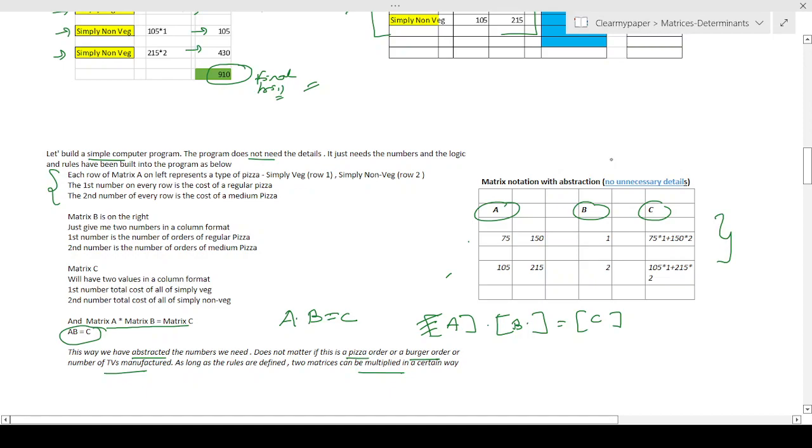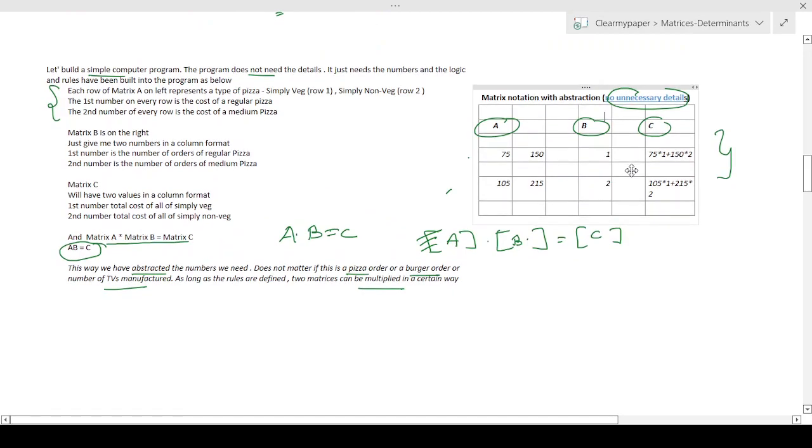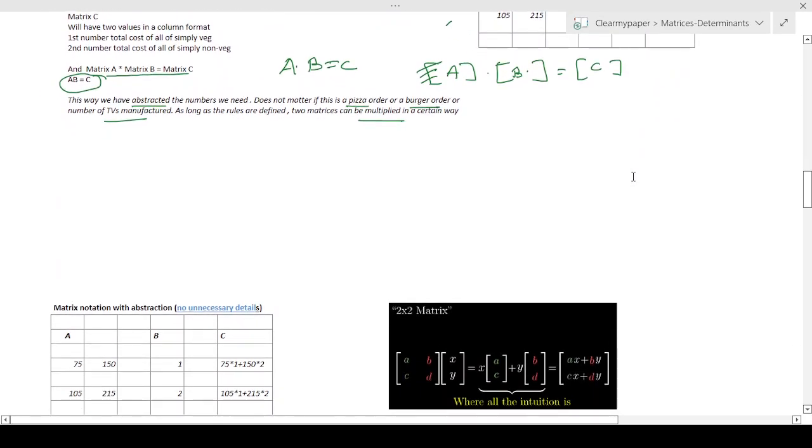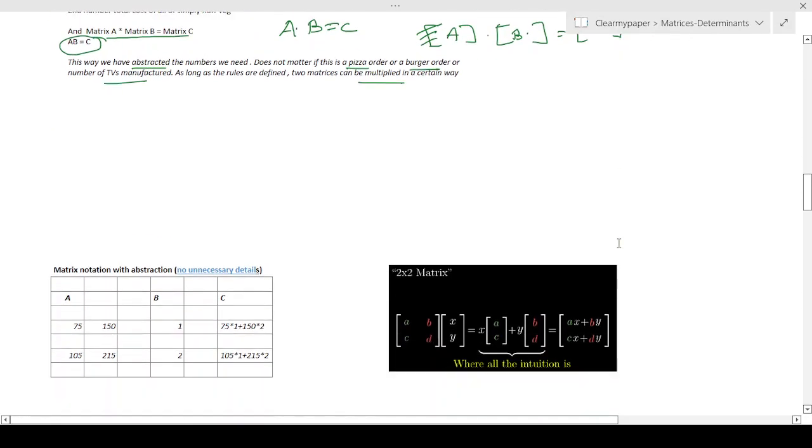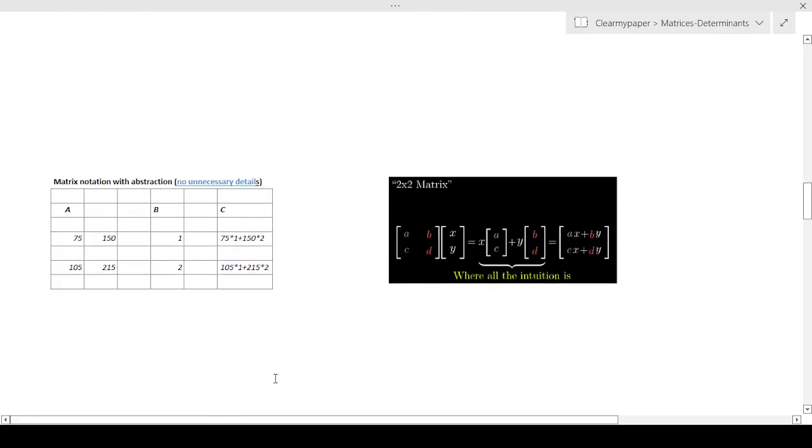With no unnecessary details, right? So that's what it is. Now let's talk about how the multiplication itself is going to happen. I've copied this whole table here, the ABC over here, and what we are trying to understand is we know the total cost of this.